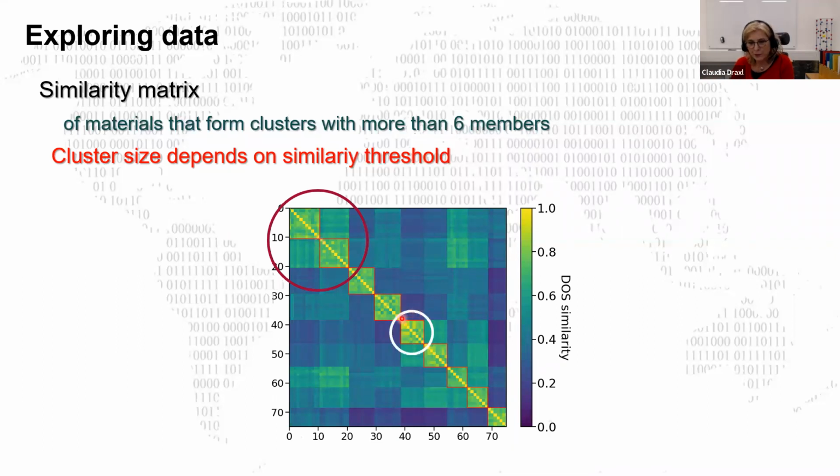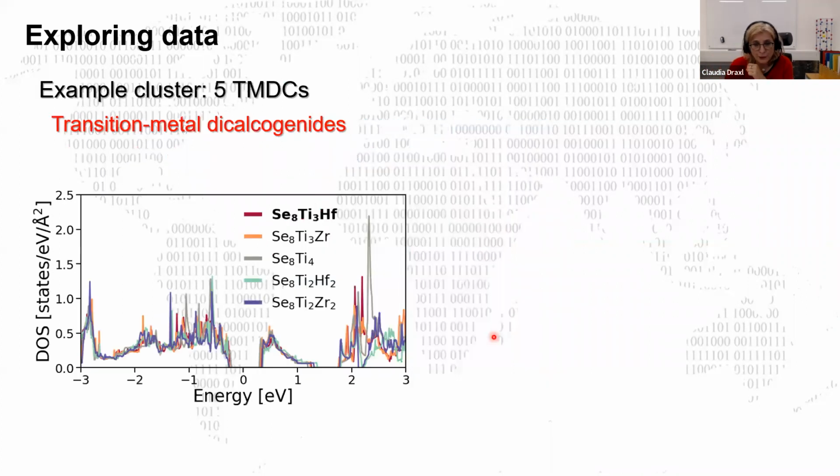Whereas, for instance, if you pick out this cluster, then you will realize that it basically has nothing in common with this cluster here. So it's all 2D materials, but obviously some of them are more similar to each other than others. And I just would like to show you one example now. This is a cluster of 5 materials. Here you see the density of states of these materials, which are indeed very, very similar to each other.